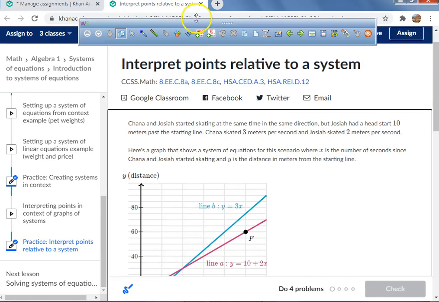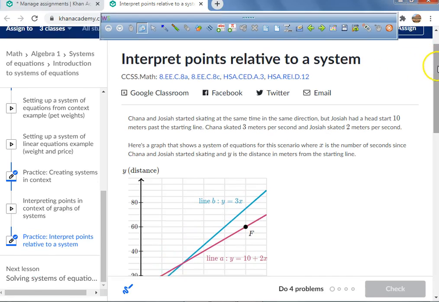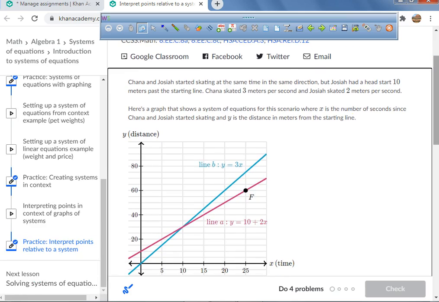All right, so we're going to be interpreting points relative to a system. Let's see if I can get 4 in a row. All right, so we have two different lines here. We've got line A and line B. It looks like line A is less steep, line B is more steep.